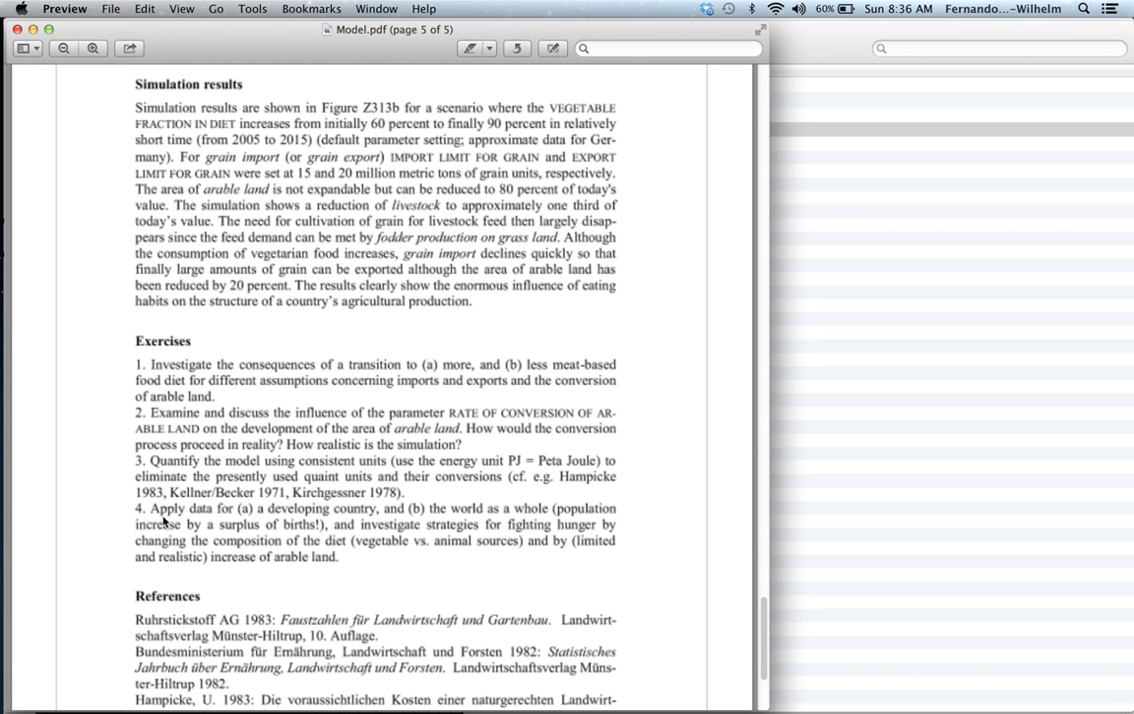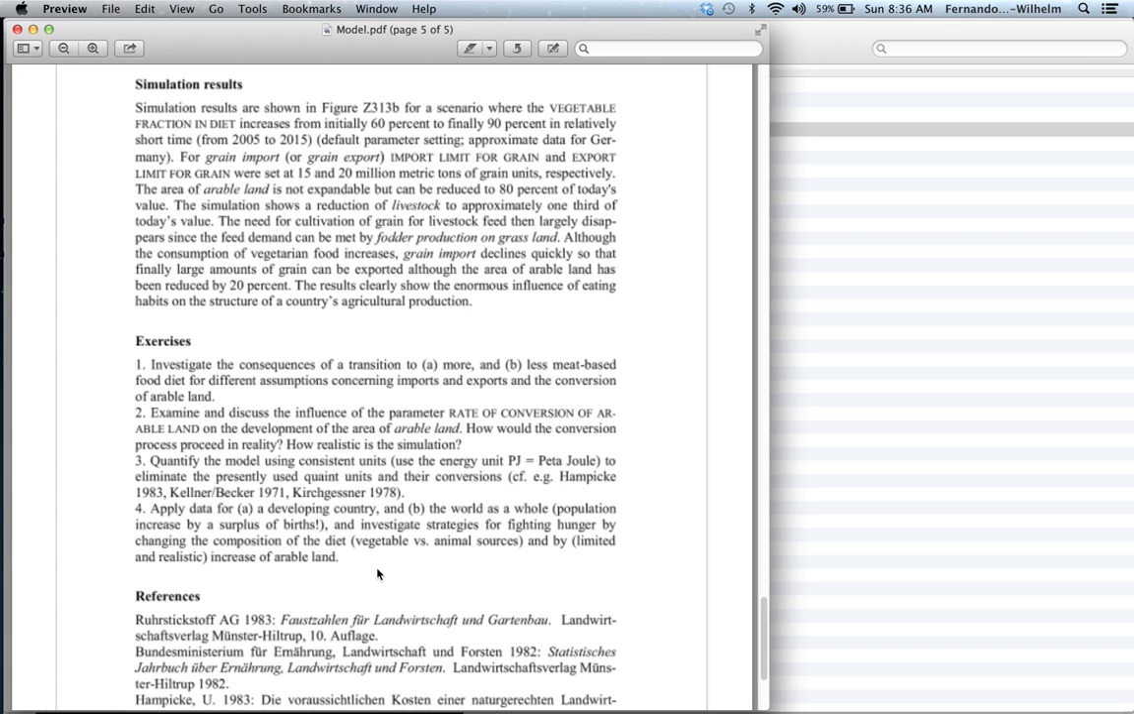So, what happens if you try to apply this model to a developing country? Okay, in a developing country where population is growing, for example, or try to apply it to the world as a whole, and the world as a whole is growing as well, and try to look at strategies for fighting hunger by changing the composition of the diet. Okay, and look also at the limited arable land limits, and try to see where that leads you.